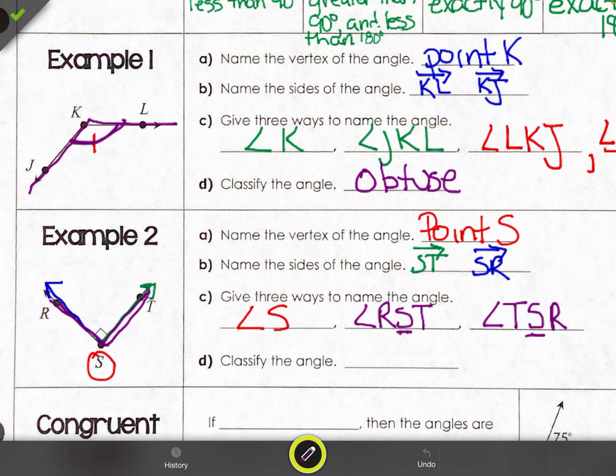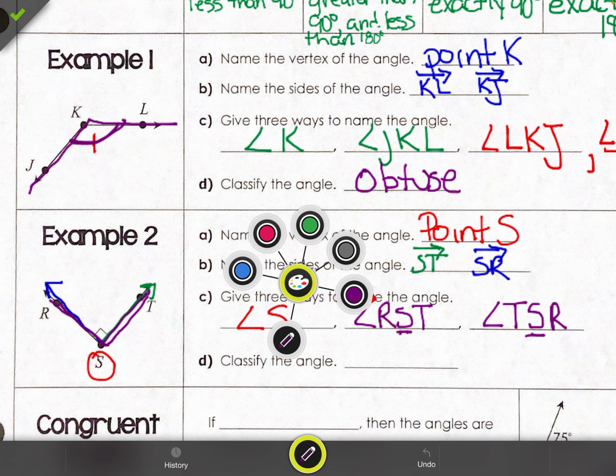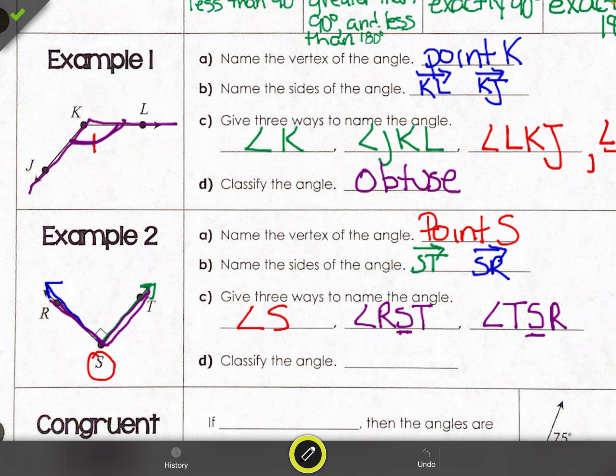And part D, classify the angle. Well, hopefully everybody sees this box right here. And they're trying to tell us that this is a 90-degree angle with that box. That's what that little notation means. So this would be a right angle.